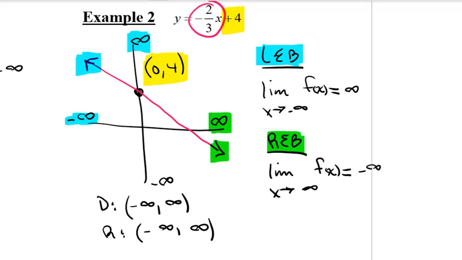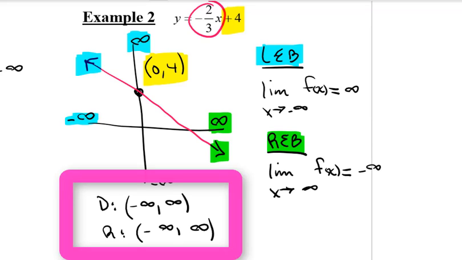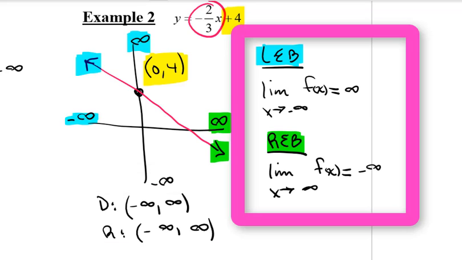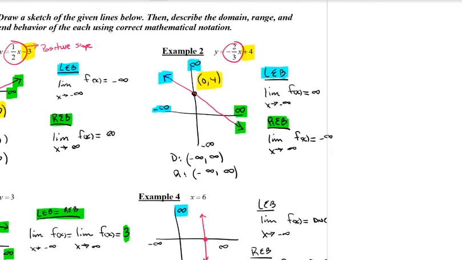And then we look for the domain and range. All lines that are slanted, so either having a positive slope or a negative slope, are all going to be negative infinity to positive infinity for the domain and range. Now left and right end behaviors, they switch up. They're the opposite of a positive slope. So the limit as x goes to negative infinity of f(x) is going to be up forever, to infinity, and the right end behavior is going to be down to negative infinity. So make sure that your notation is good and you'll be all solid on that.